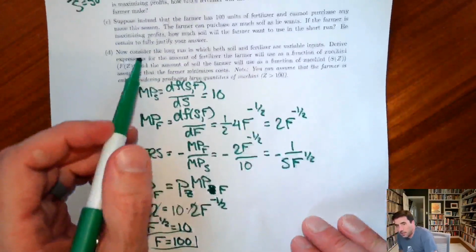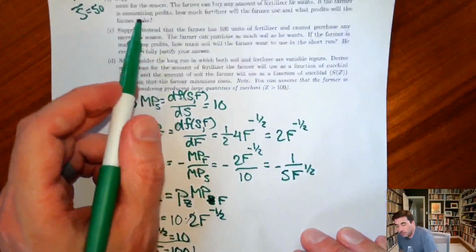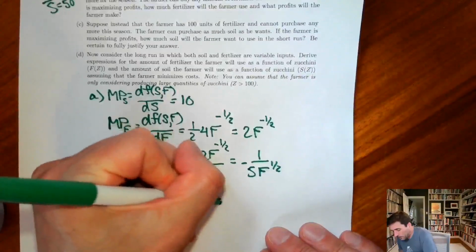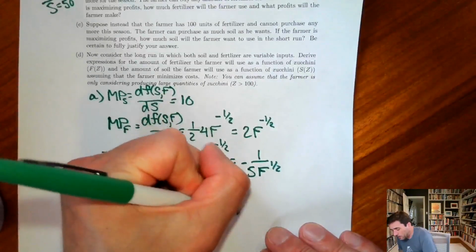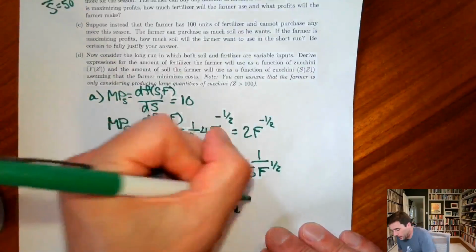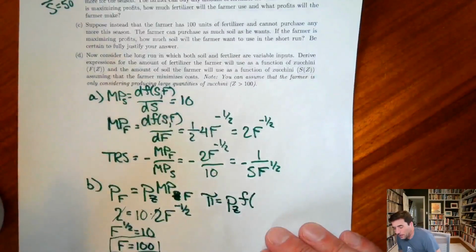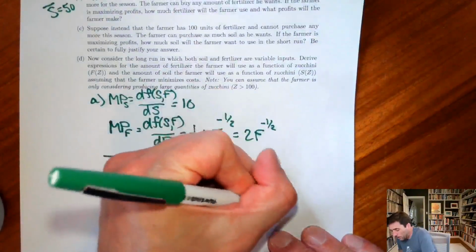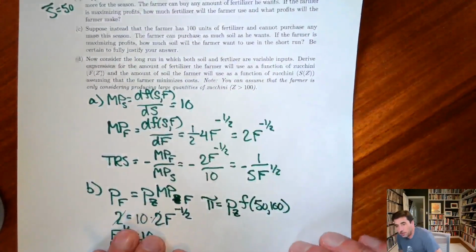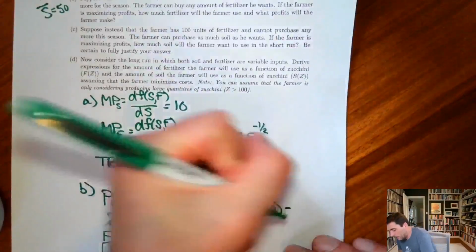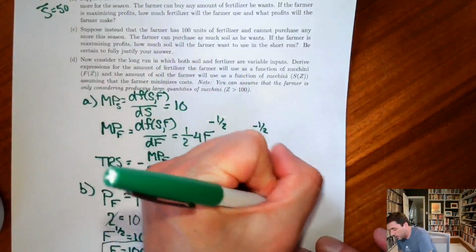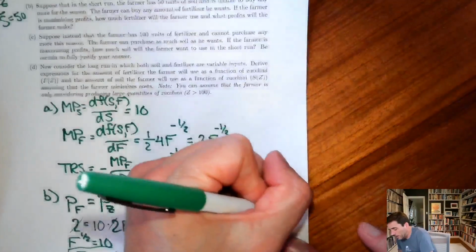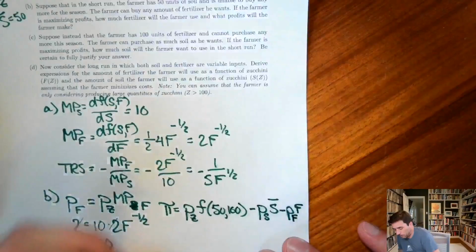And now I still need to figure out what the profits are going to be. Well, for profits, that's going to be the price of zucchini times however much zucchini I can make, which is what I get when I plug in my 50 units of soil and my 100 units of fertilizer into my production function. And then I have to subtract off my costs, which is going to be my soil costs and my fertilizer costs.